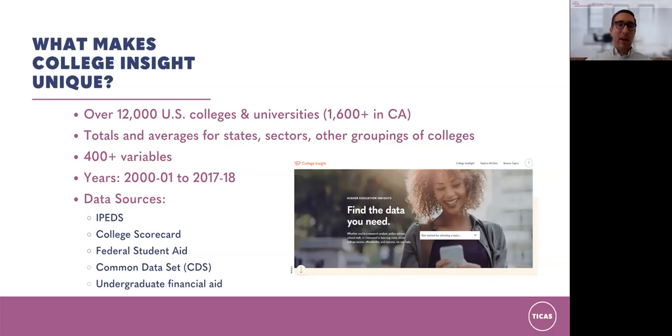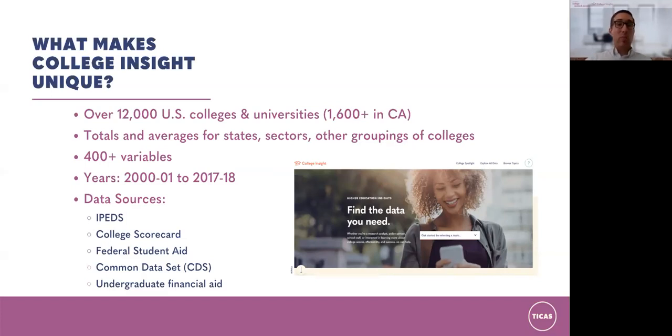A little bit more about the information we provide on College Insight. Our data covers really the full universe of US colleges and universities. It's about 12,000 institutions. And I would note that that includes institutions that are currently operating, as well as those that are closed or merged, but operated at some point over the time frame of our data. For California, that means that there's about 1,600 institutions total. About 700 of those operate right now.